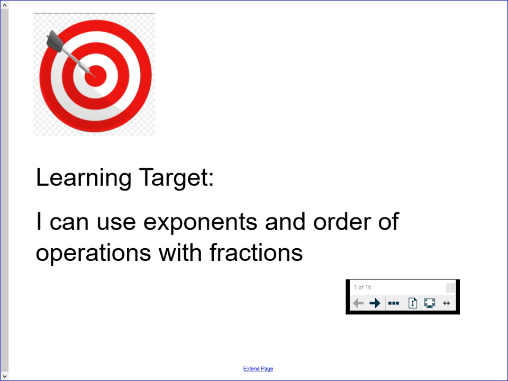Welcome to the last day of fractions for this chapter. And what a special day. We get to mix our fractions with some exponents. How exciting is that?